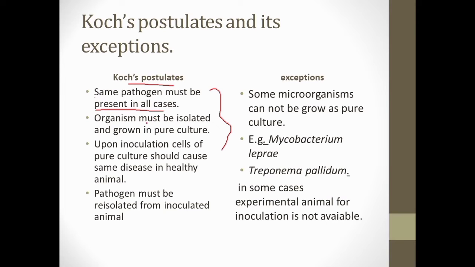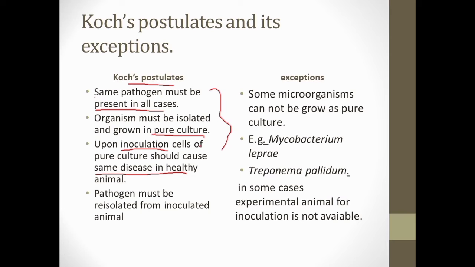Then the second postulate is that the organism must be isolated and grown in pure culture form. This is one of the very important criteria: if you have found that this particular pathogen is present in all the cases, and you think it is responsible for the disease, you should be able to isolate that organism in a pure culture form, that is, on the petri dish. Then upon inoculation of this pure culture or the isolated cells, it should cause the same disease again in another healthy animal.